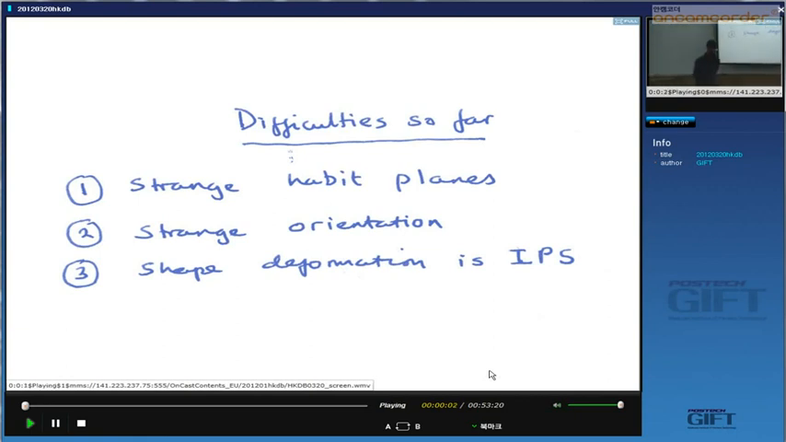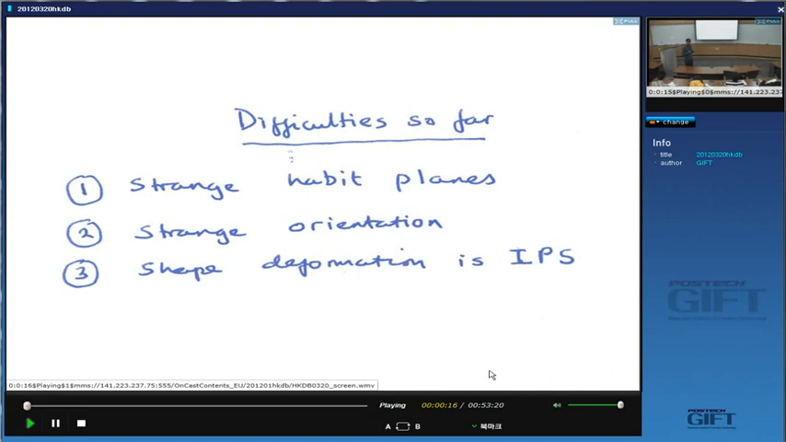I stopped the lecture last time by emphasizing some difficulties that we have. The first one is that the plane on which the martensite forms has strange indices, for example 3, 10, 15, and even that is irrational in the sense that 3, 10, 15 is just an approximate representation of the habit plane indices. The real indices cannot be expressed in terms of integers. So why does martensite form on strange habit planes?